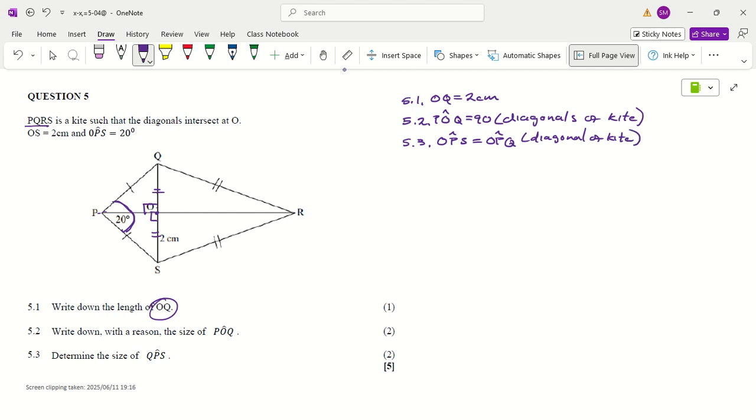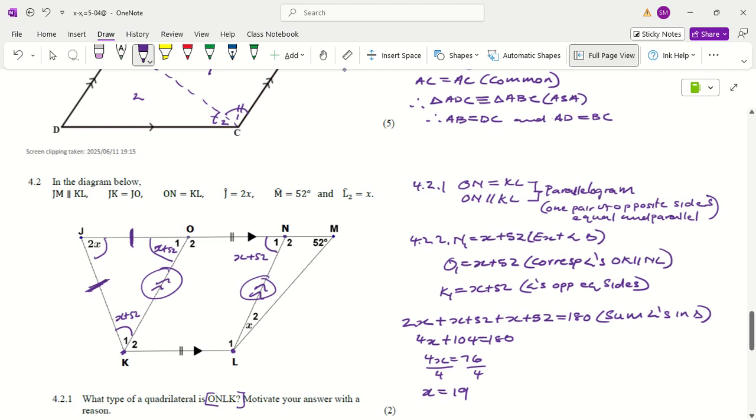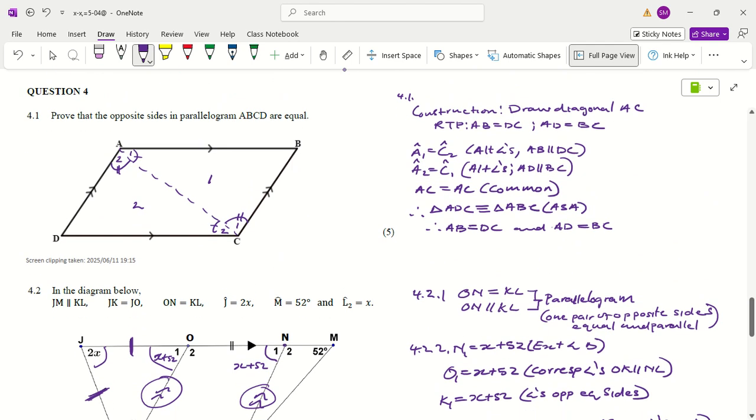Then now it would mean that OPS is 20 degrees. So this angle here is 20 degrees. So the entire angle QPS is equal to 20 plus 20, which is equal to 40 degrees. So very simple there. Let's look at the mark allocation for the two questions.